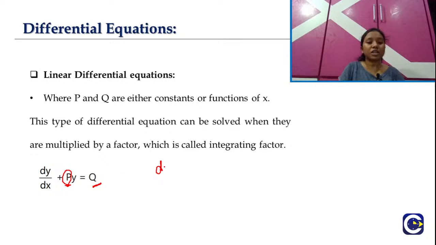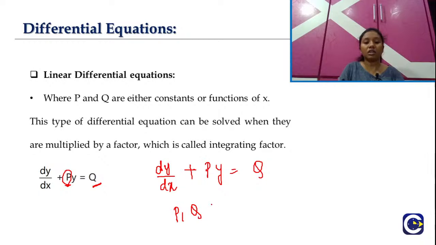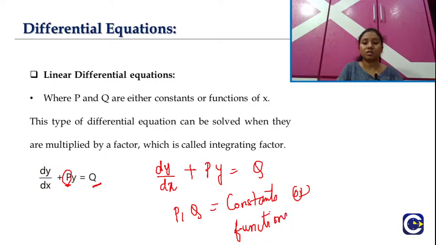So in general, the standard form here is dy by dx plus py is equal to q, where p and q can be constants or functions of our independent variable x. So there are two possibilities for p and q. Right, so this is our linear differential equation. Now, how are we going to solve this type of differential equation?